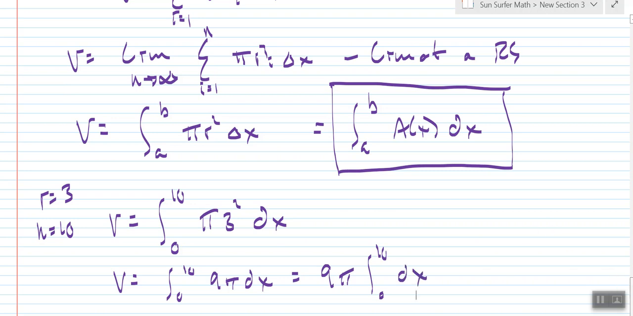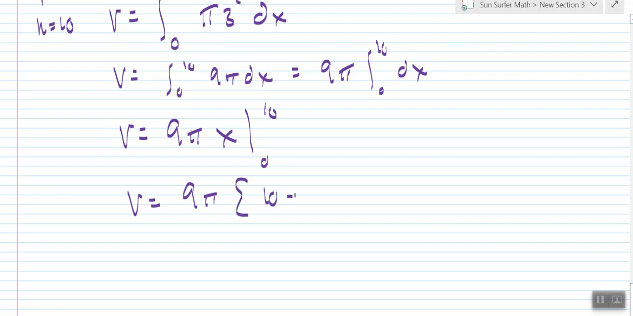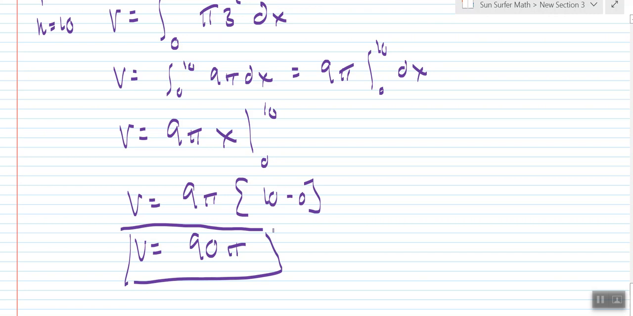And then integrating that, we would have that the volume is equal to 9 pi x evaluated from 0 to 10, and that simply becomes 9 pi times 10 minus 0, which of course is 90 pi. So what we did was we just used calculus to find the volume of that can that we found at the beginning of this video using a simple geometry formula.